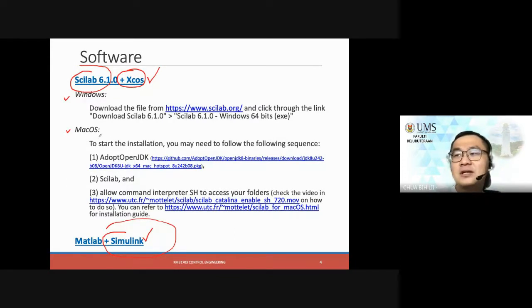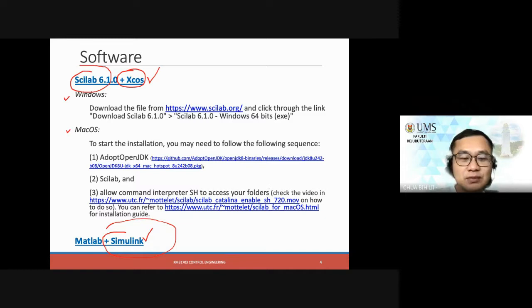So if you are using a Mac, then you may need to install additional add-ons, okay, on the Adobe OpenJDK Java Development Kit, as well as the Scilab, and also make a little bit of modifications on this, so that it allows you to read the folders on your Mac, okay. Sorry, accessing the folders on your Mac inside the Scilab itself.